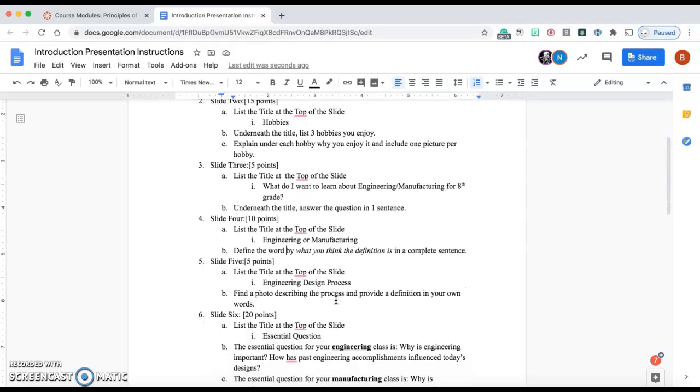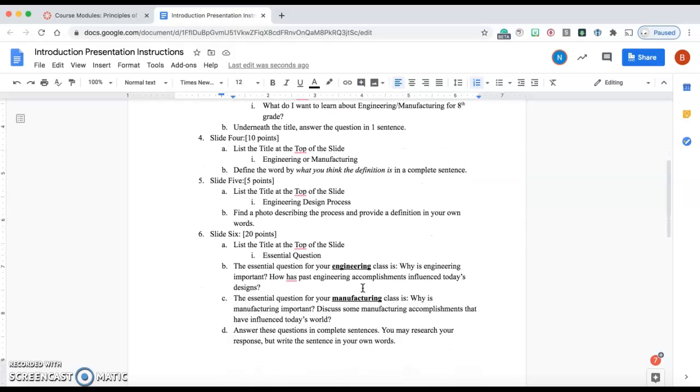On the 5th slide, you are going to title it the engineering design process, and you will find a photo and provide a definition of what the engineering design process is.